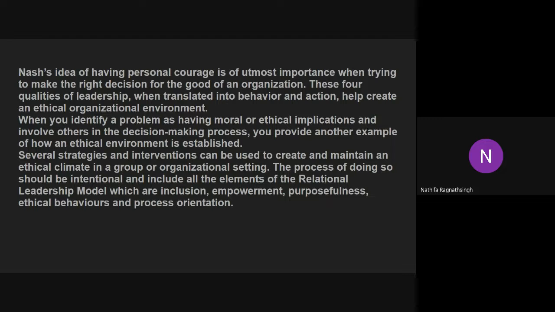Several strategies and interventions can be used to create and maintain an ethical climate in group or organizational settings. The process of doing so should be intentional and include all the elements of the relational leadership model, which are inclusion, empowerment, purposefulness, ethical behaviors, and process orientation.